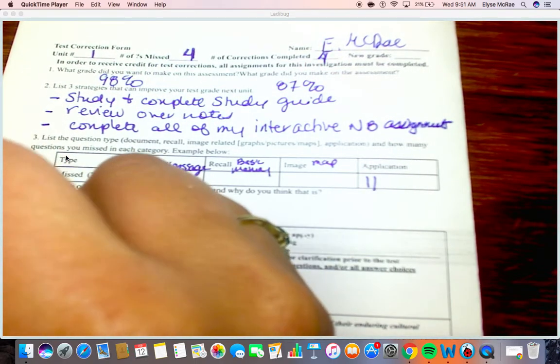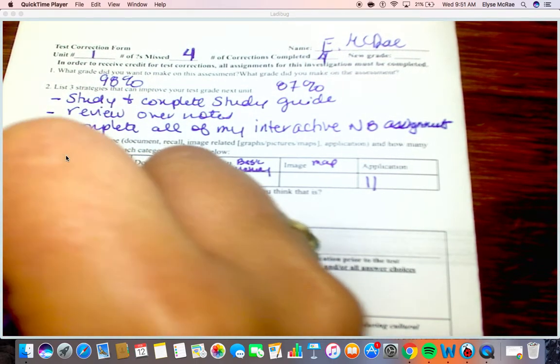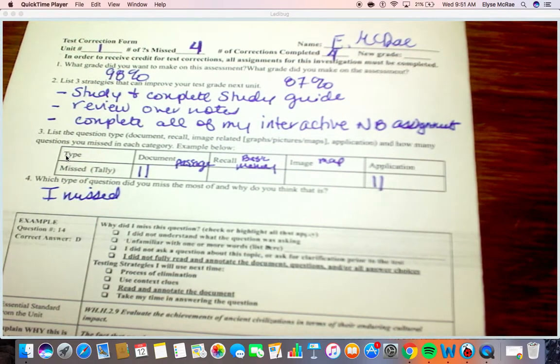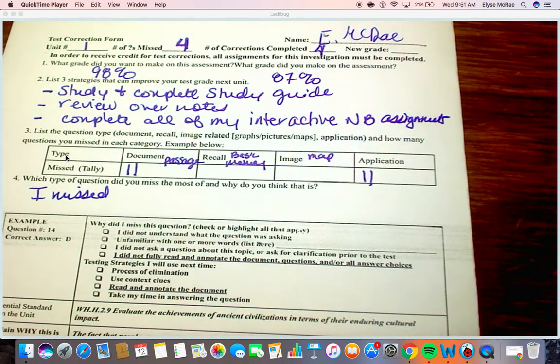So, doesn't seem very focused. Let me see if I can get it focused for you. Give it 1 second. There we go.